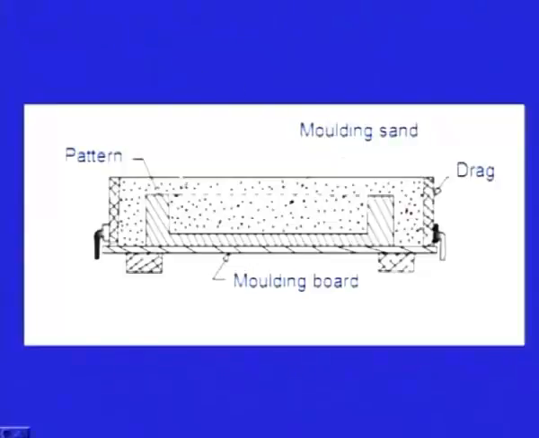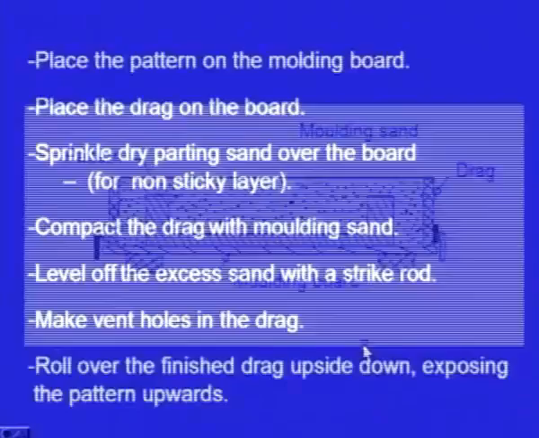Since the molding sand contains moisture, it easily sticks onto the surface of the pattern. So that we have to prevent. For that sake, we take this dry parting sand and sprinkle it over the pattern and over the molding board before putting the molding sand, so that it makes a thin, dry layer between the molding sand and the surface of the pattern and the board, so that after the molding is over, this pattern can be withdrawn without any problem, without sticking.